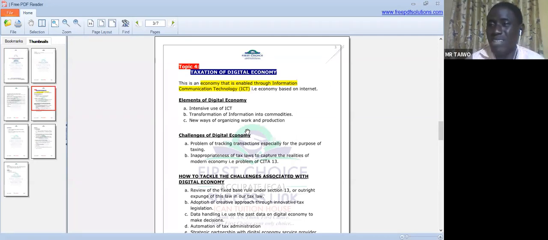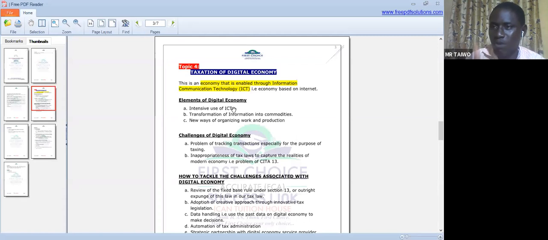What I'm actually trying to do now, indirectly, is because it's all about this. Now, for the digital economy, for an economy that is digital, it means that it is driven by ICT. What are the elements of a digital economy? The elements are: there is an intensive use of ICT. When you can say a country is digitalized, an economy is digitalized, there's an intensive use of ICT.